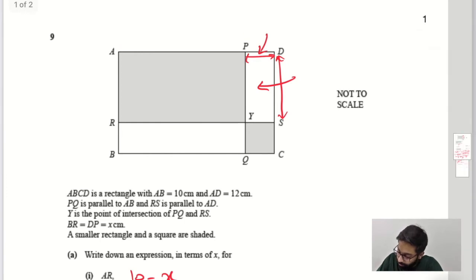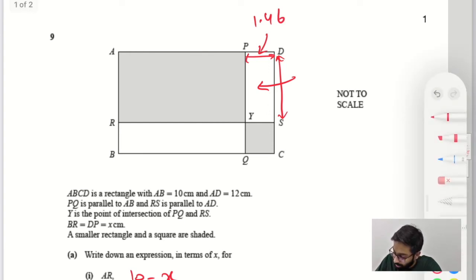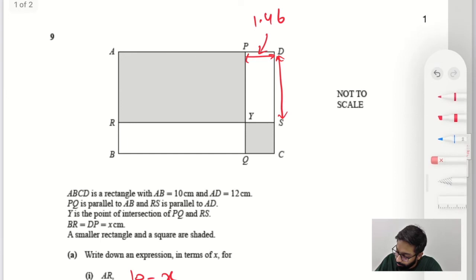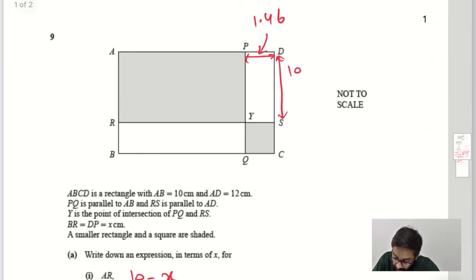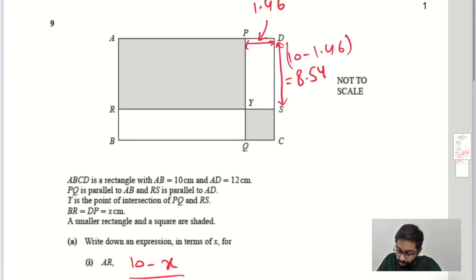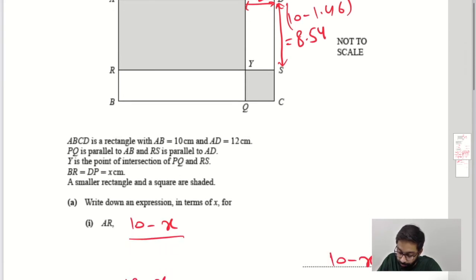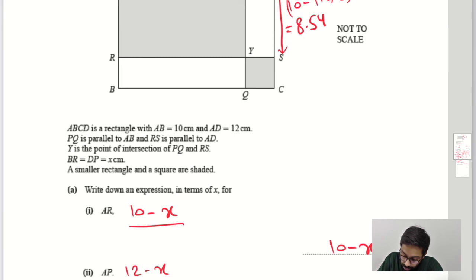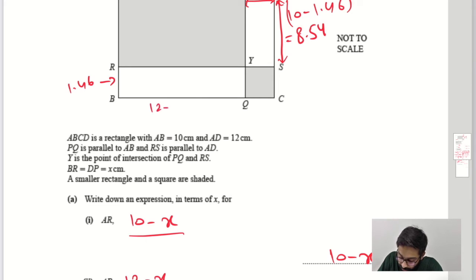So let's write that over here. So this is 1.46, and then the length of this rectangle is 10 minus 1.46, because it was 10 minus x. So what is 10 minus 1.46? It is 8.54. Okay, so this is the length and the width of PDSY. Now let's talk about RBQY. So this right here is 1.46, and BQ of course would be 12 minus 1.46, which gives us 10.54. Okay, so BQ is 10.54. Now we have all the dimensions.